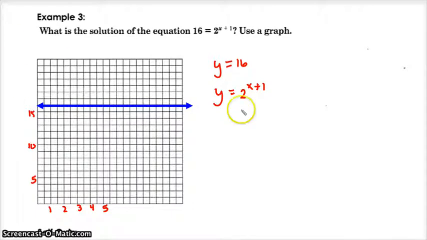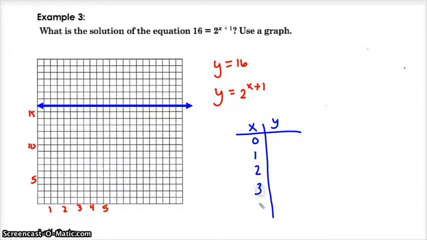Next, I need to graph the function y equals 2 to the x plus 1. So I'm going to go ahead and create a table. My x values, you can see I've only labeled positive values, so go ahead and just start with positive values. That's 0, 1, 2, 3, 4. And my goal here is to see where my two graphs intersect. Where my graphs intersect will be the solution to this equation.